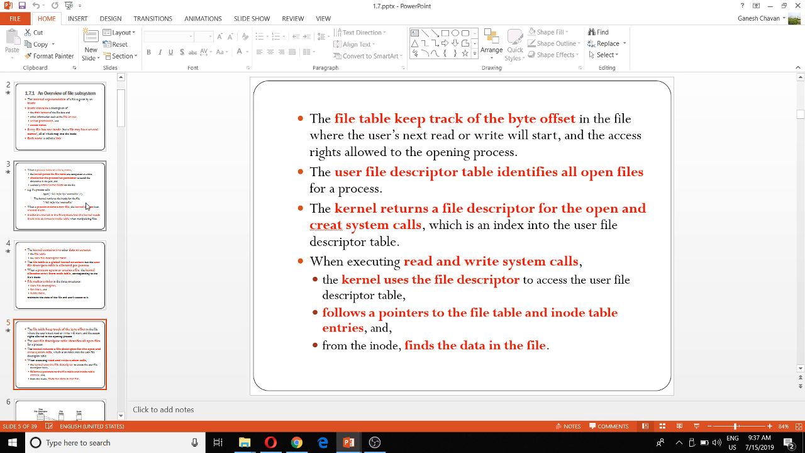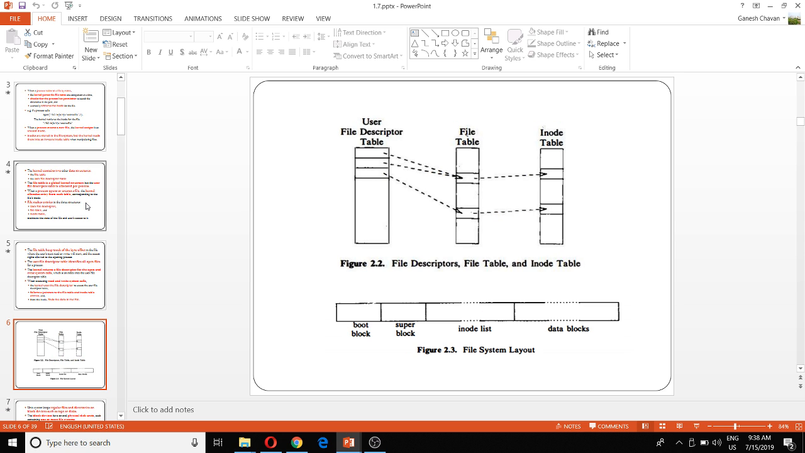The file table keeps track of the byte offset in the file where the user's next read or write will start, and the access rights allowed to the opening process. The user file descriptor table identifies all open files for a process. The kernel returns a file descriptor for open and create system calls, which is an index into the user file descriptor table. When executing read and write system calls, the kernel uses the file descriptor to access the user file descriptor table, follows a pointer to the file table and inode table. From the inode, it finds the data in the file.